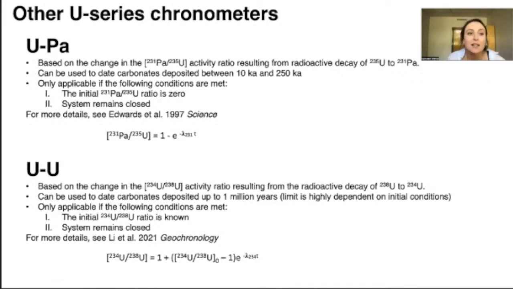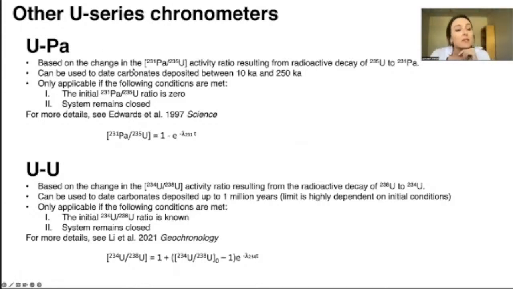Let's look very briefly at some other chronometers that are part of the U-series disequilibrium dating family. So first up, we have uranium-protactinium. Protactinium has very similar chemical properties to thorium. So the systematics between uranium and thorium are kind of analogous to uranium-protactinium, and vice versa.